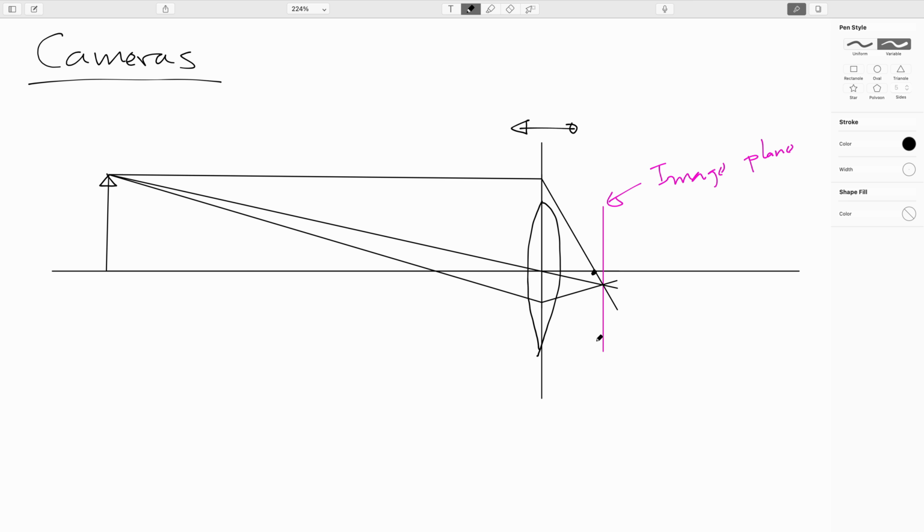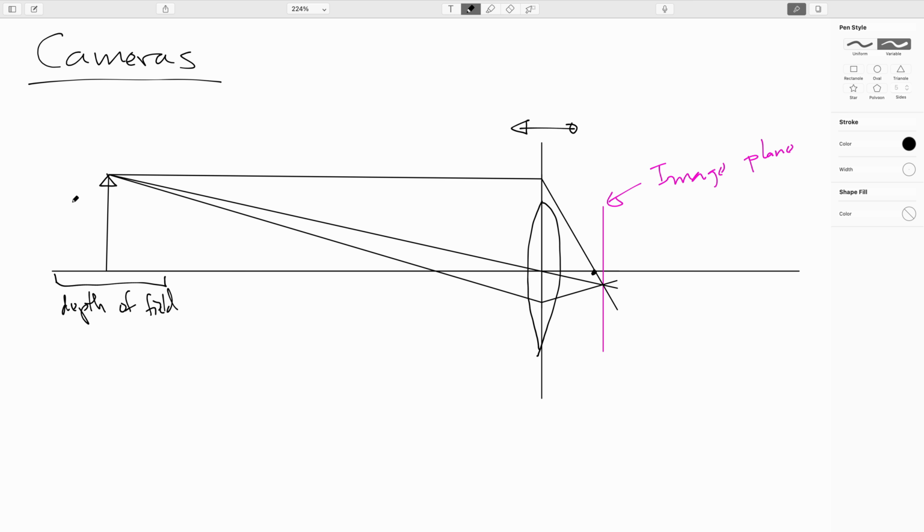Now, notice too that only objects at this exact distance are going to come into sharp focus here. So why does it not look that way when you take a photo? It seems like there's what's called a depth of field where everything seems to be in pretty good focus.